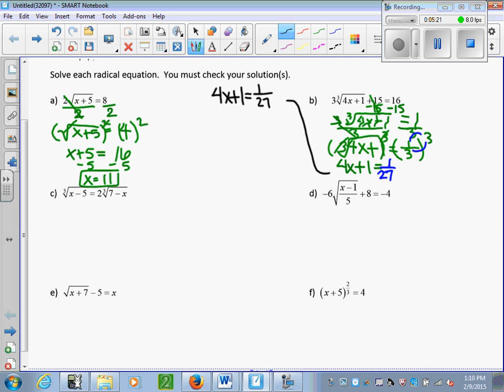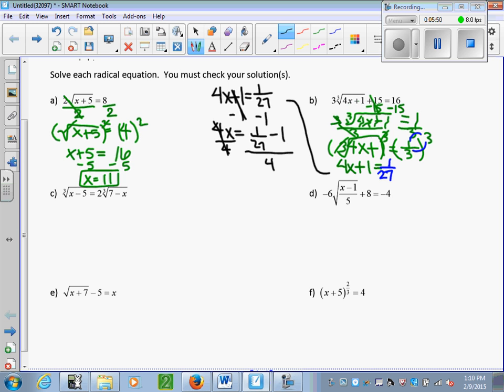So first I'm going to move my 1 over. So I'm going to subtract 1. So I do one side after the other side. Leaves me with 4x equals, my 1's on the left cancel, 1/27 minus 1. Okay, bear with me, it's going to look a little messy, but we'll use your calculator and we'll clean it up. So now I need to get this 4 away, so I'm going to divide both sides by 4. Remember, this whole 1/27 minus 1 is my numerator, dividing by 4, the whole thing.